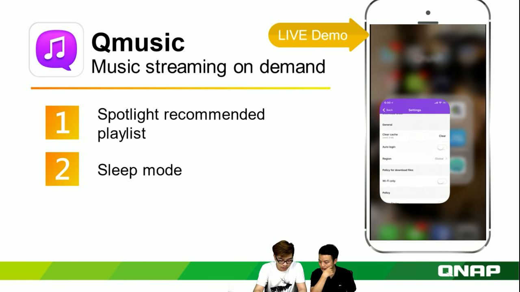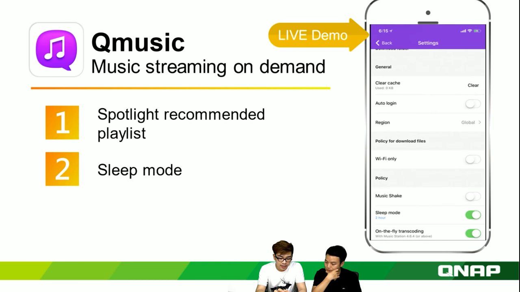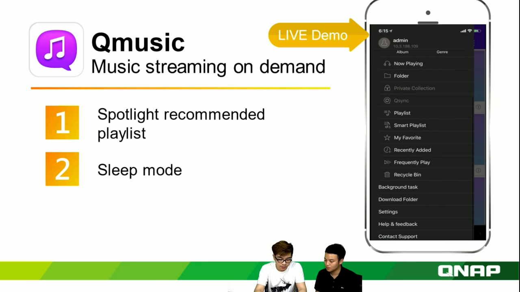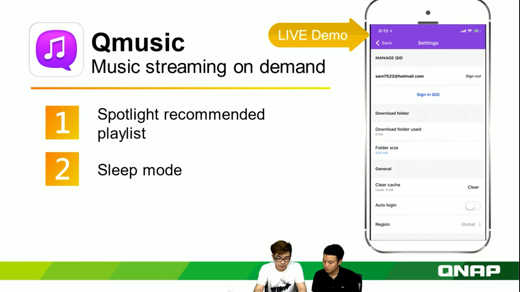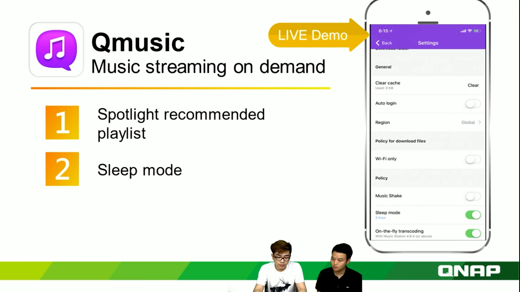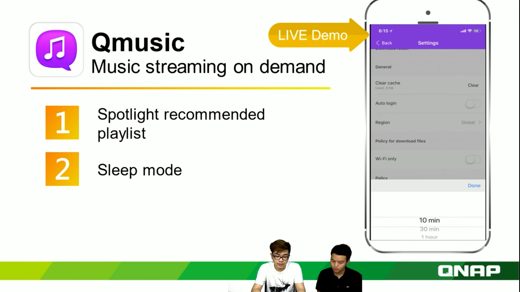Sleep mode is right here, in the settings. What is sleep mode? Some people like to turn on the music and just go to sleep, but that consumes electricity, or it will shorten the lifetime of your device. So we can set the sleep mode: after the specific time that you have set on this phone, from 10 minutes to 2 hours, it will switch off.